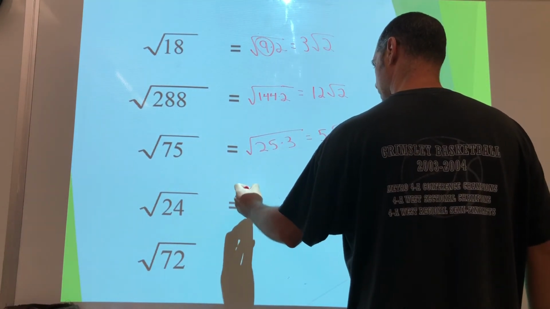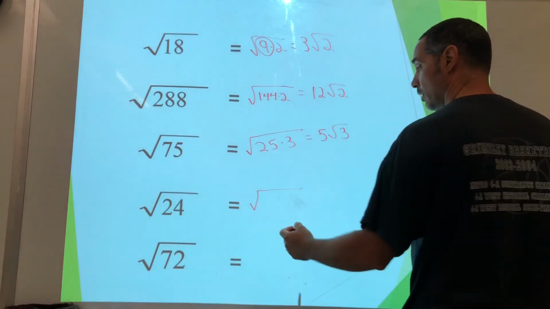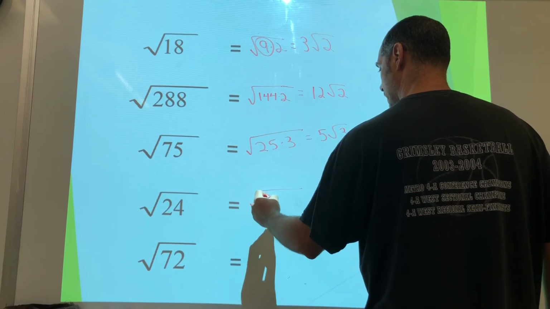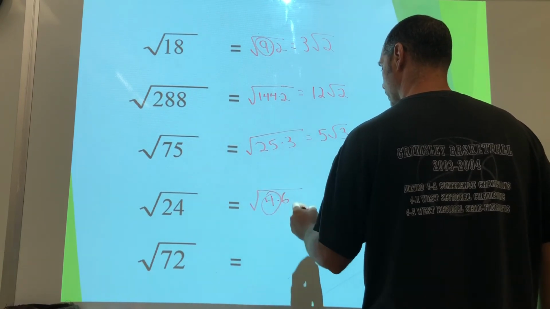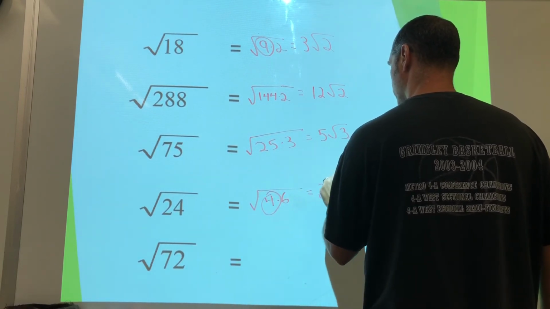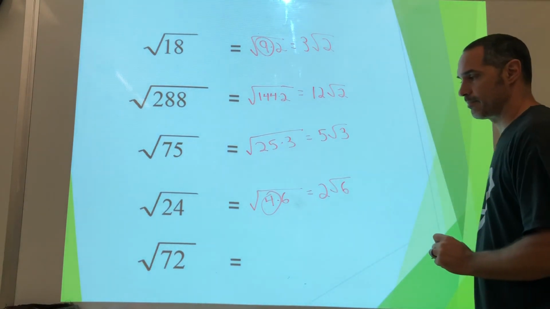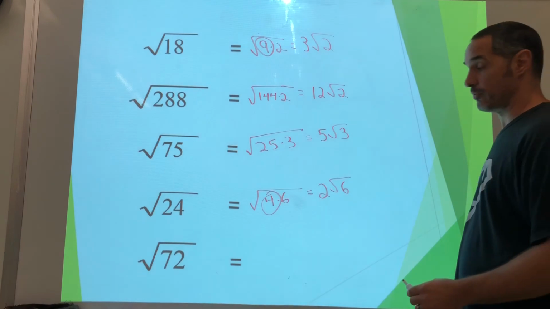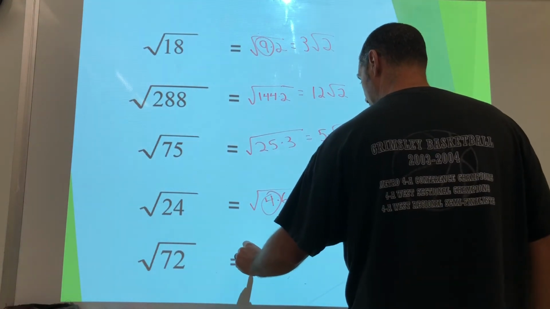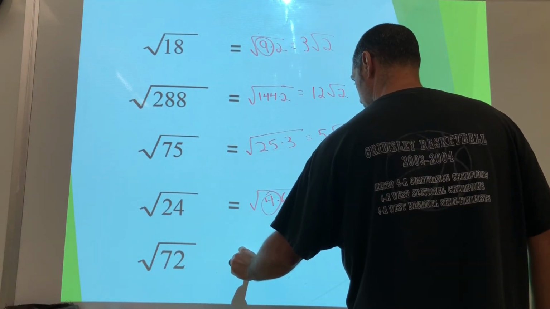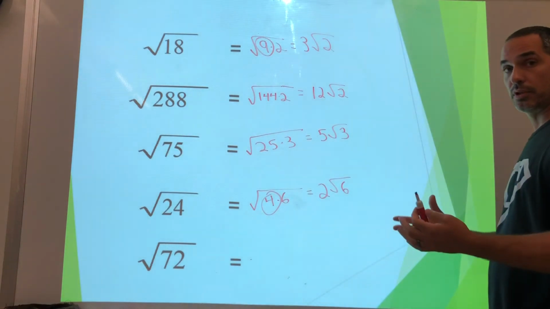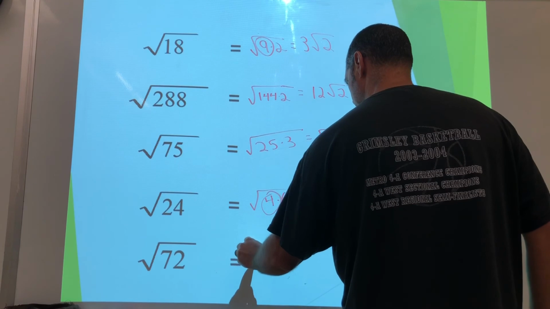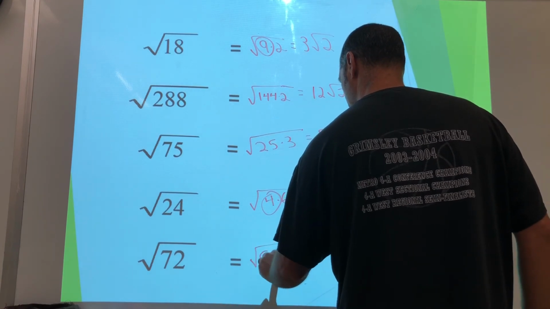75, hopefully you recognize that that's 25 times 3, which is 5 square root of 3. 24 is, there's lots of ways to break 24 down, but I think the most meaningful way for taking the square roots is 4 times 6. Since we know the square root of 4 is 2, so we get 2 square root of 6. Then 72 is, well, there's a couple different ways to do this.